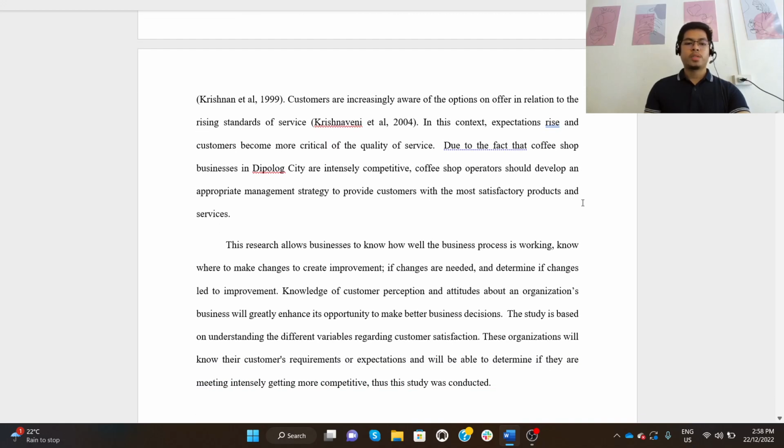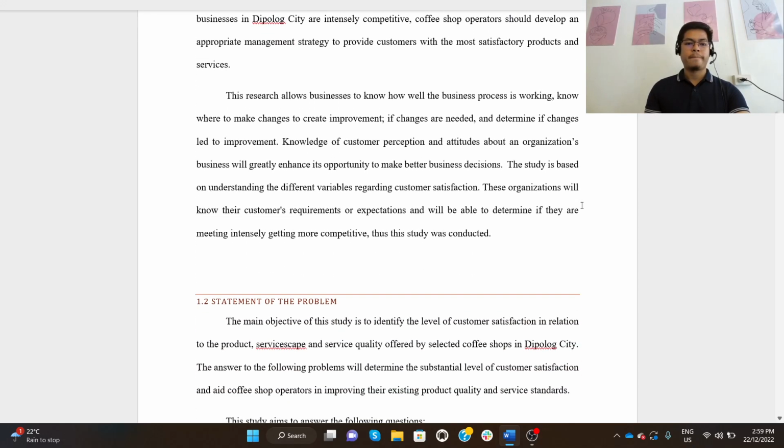So in this context, expectations, price, and customers become more critical of the quality of service. Due to the fact that coffee shop businesses in the city are intensely competitive, coffee shop operators should develop an appropriate management strategy to provide customers with the most satisfactory products and services. This research allows businesses to know how well the business process is working, know where to make changes to create improvement if changes are needed, and determine if changes led to improvement.